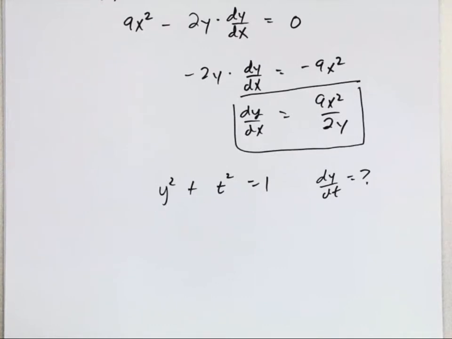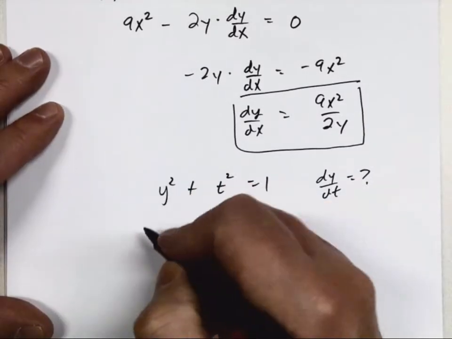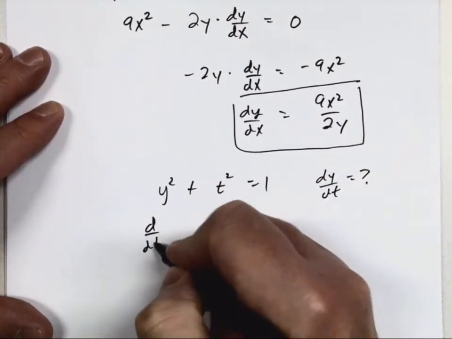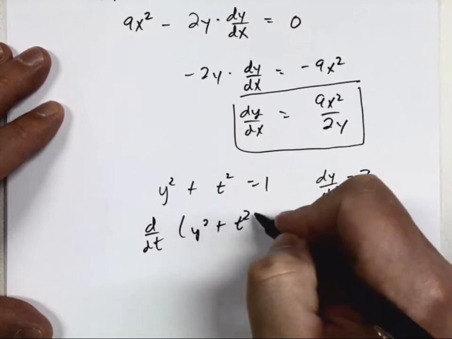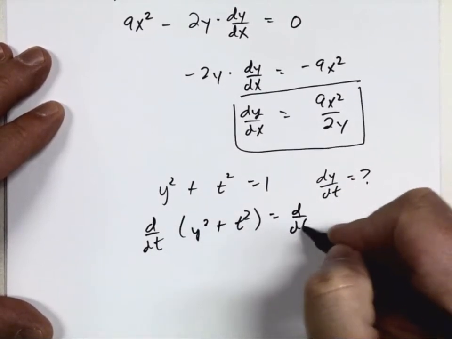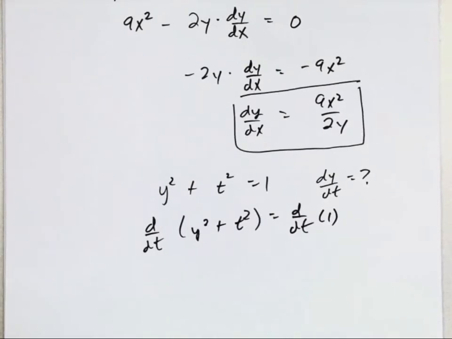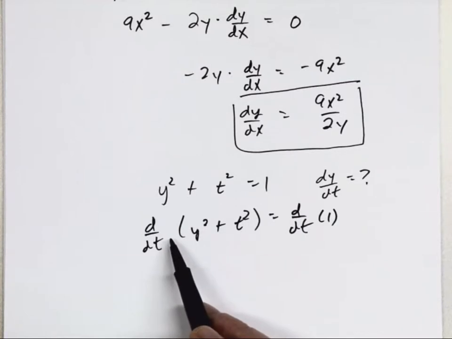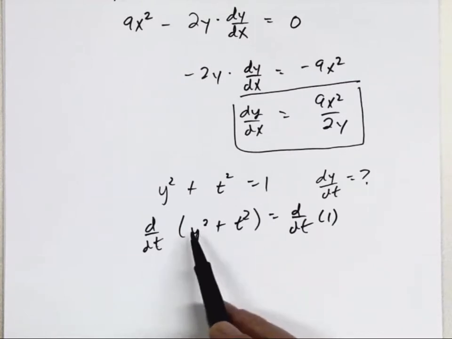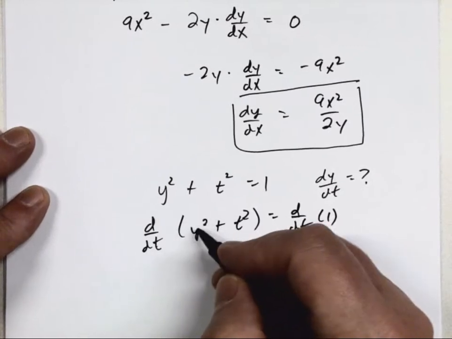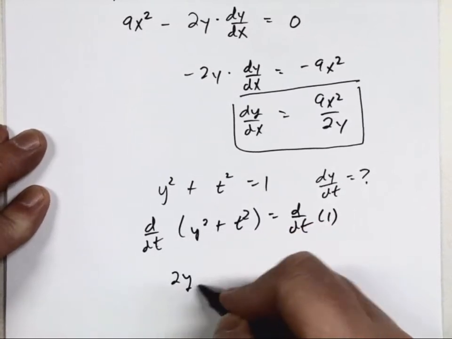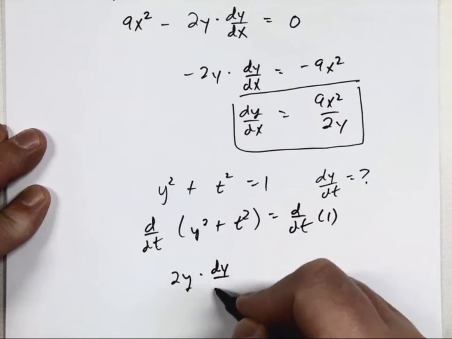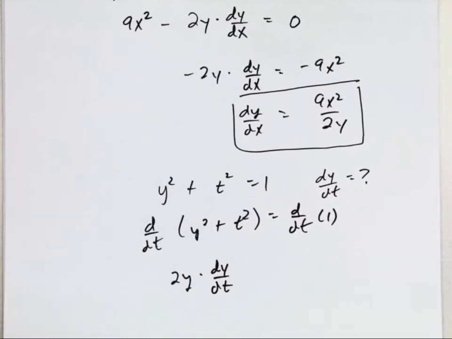Well, it's the two steps, right? Take the derivative of both sides with respect to t. On the left-hand side, let's see what happens when I take the derivative of y squared. Well, I'm taking the derivative of y squared, but the variable I'm taking the derivative with respect to is t. Since those are not the same, I'm going to take the normal derivative of y squared, which is 2y, but then I have to multiply by dy dt.